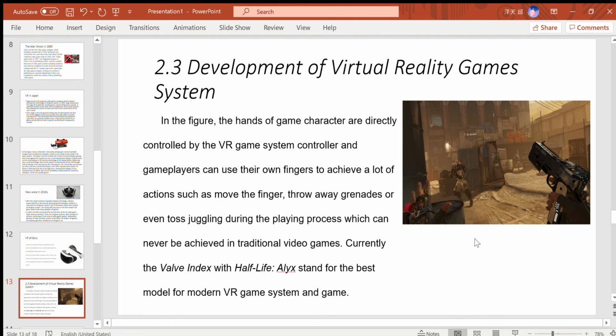The development of the virtual reality game system. Just like the figure shows, the hands of the game character are directly controlled by the VR game system controller, and game players can use their own fingers to achieve a lot of actions, such as moving the fingers, throwing away grenades, or even tossing juggling during play, which can never be achieved in traditional video games. This screenshot is from the game Half-Life Alyx. Currently, the Valve Index with Half-Life Alyx stands for the best model for modern VR game systems and games.